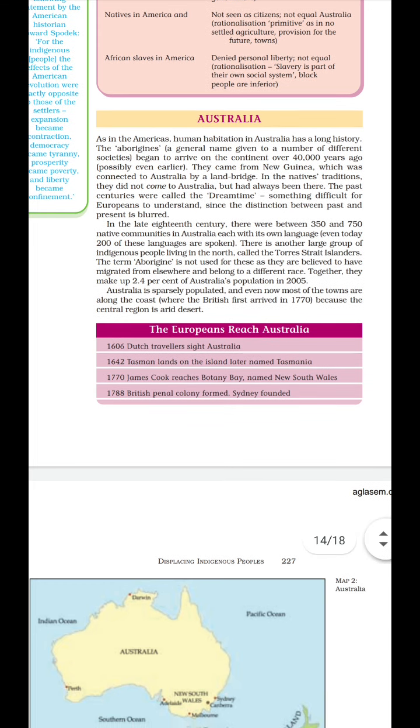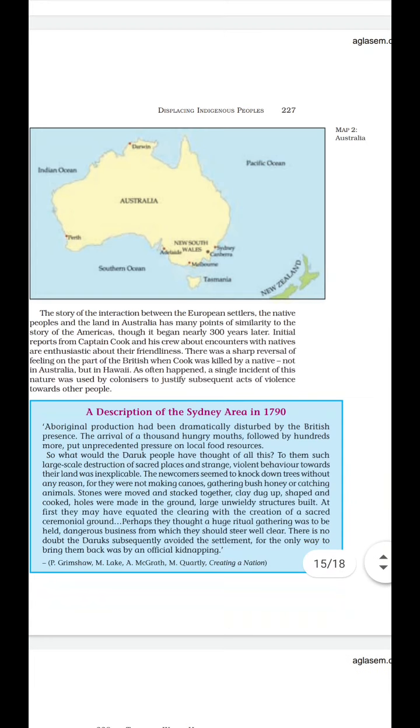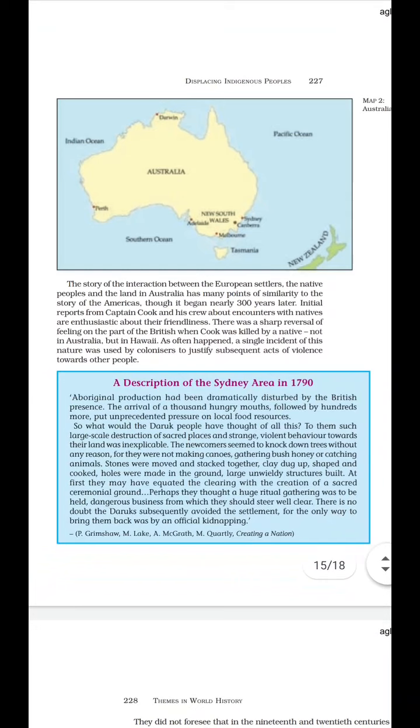Clear, children? You could see the map out here, you will understand. You just see Australia, the center part is the dry area, we can say the arid desert. So for that reason, on the coastal side you will find many towns, that is, on the coastal side the towns were located. Clear?